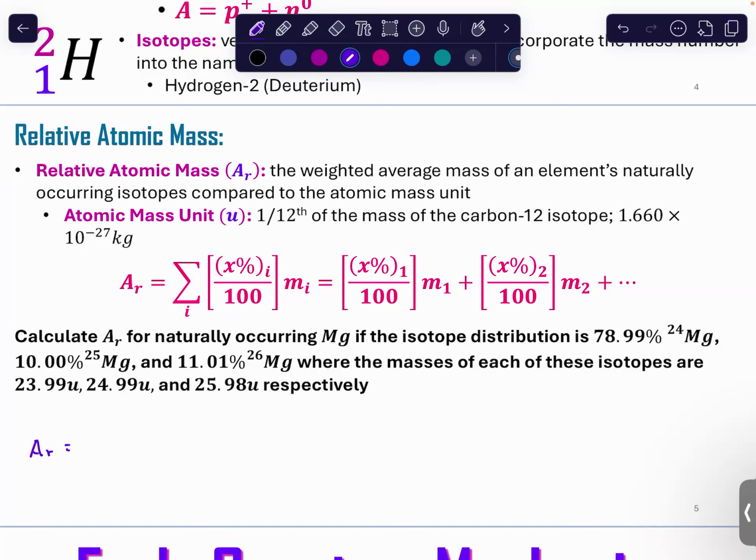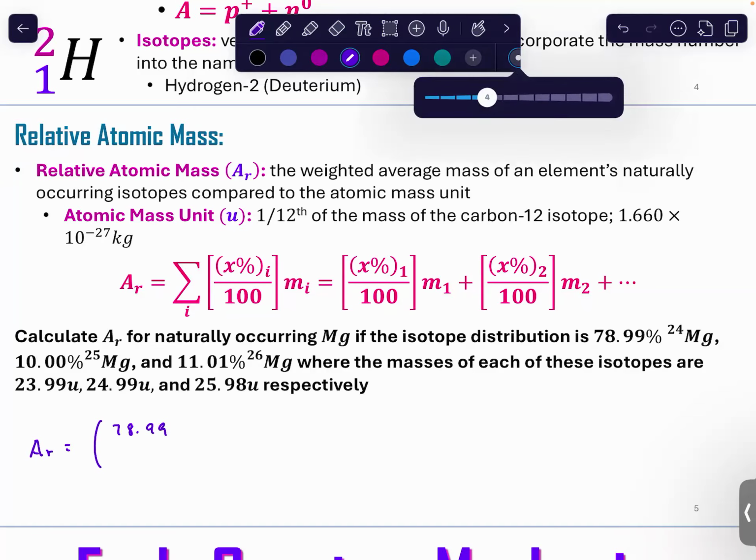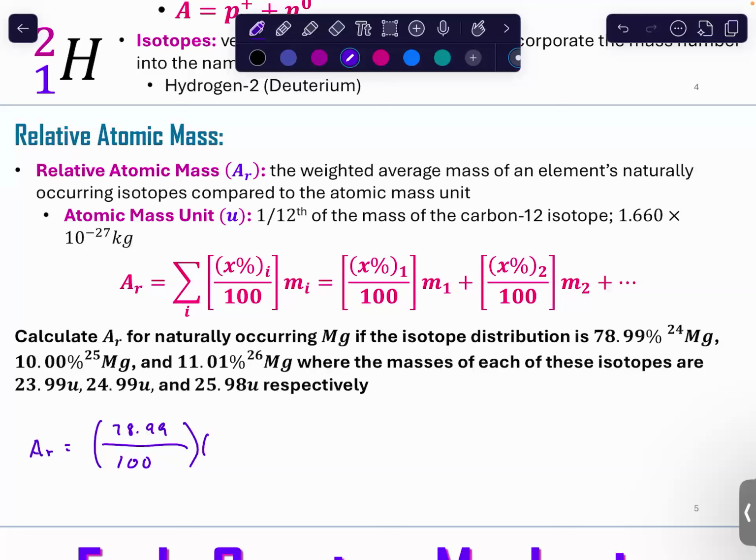So let's see. You're going to do your magnesium 24, which is going to be your 78.99 over 100 times its mass. Then we need the magnesium 25.